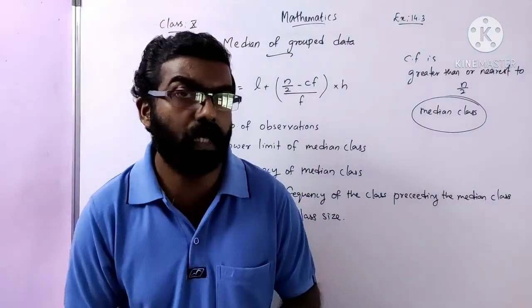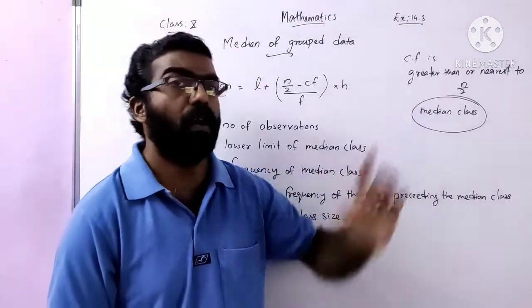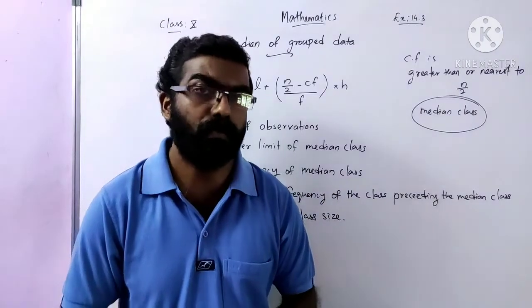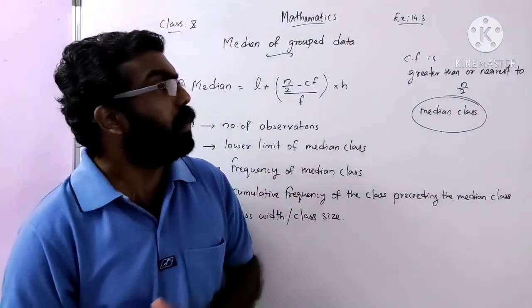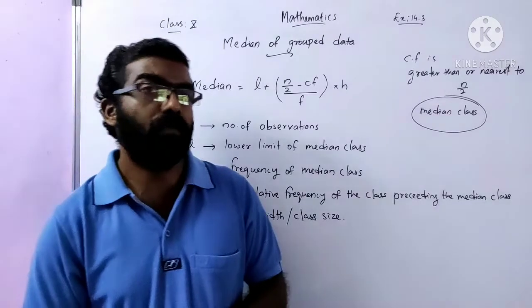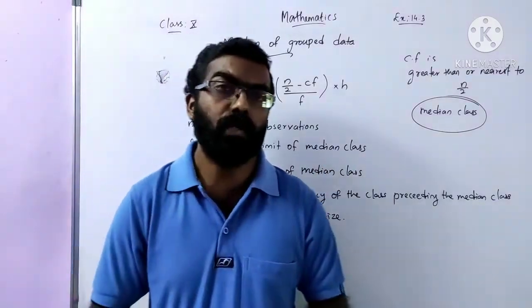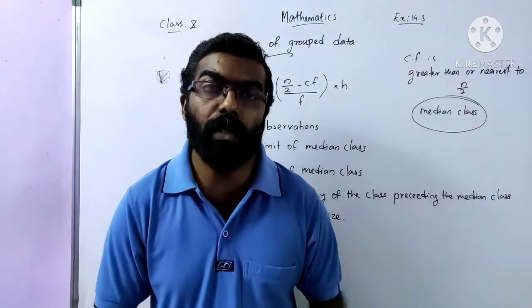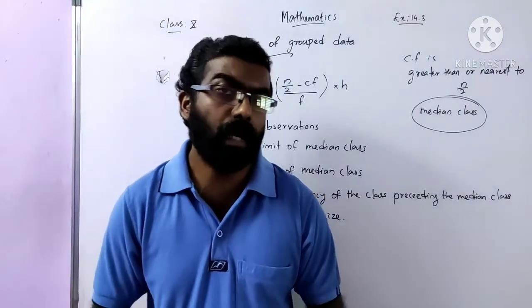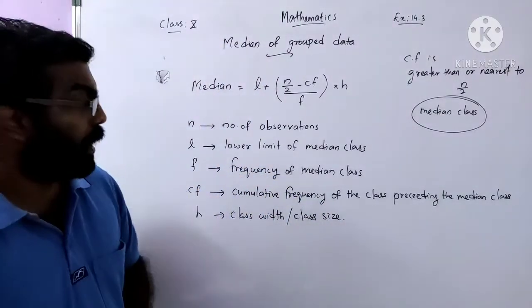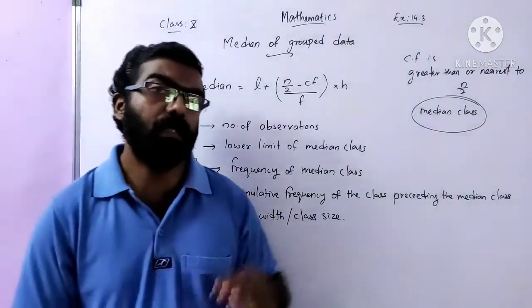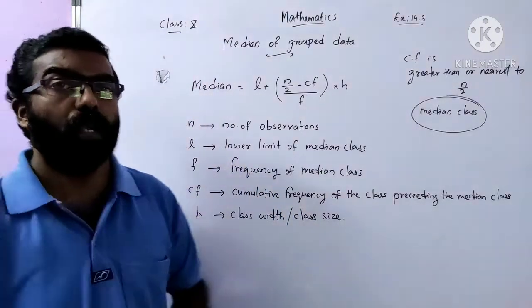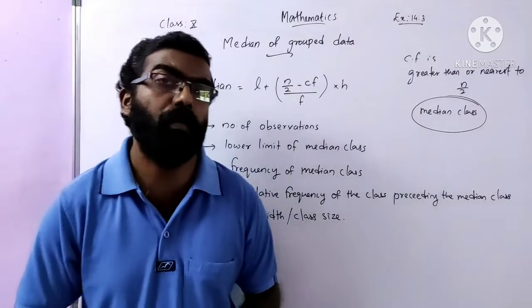The total frequency is denoted by the letter n. First we have to find n by 2. For example, if it is 100, 100 divided by 2 is 50. So we locate the class whose cumulative frequency is greater than or nearest to n by 2. That class is called the median class. The lower limit of the median class is denoted by L. The frequency of the median class is F. Then the cumulative frequency of the class preceding the median class is Cf. So these are the things you have to keep in mind.